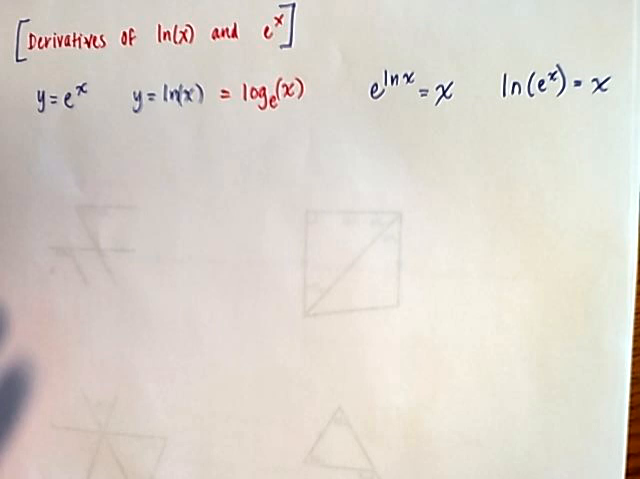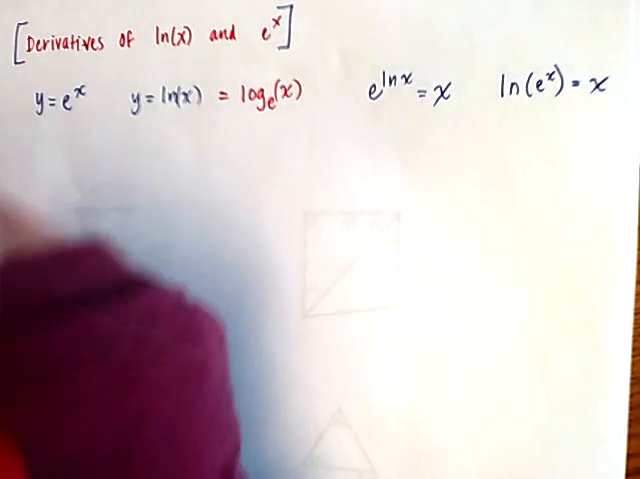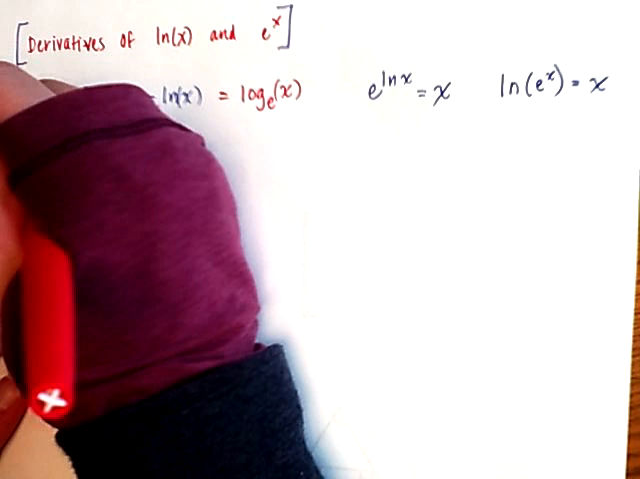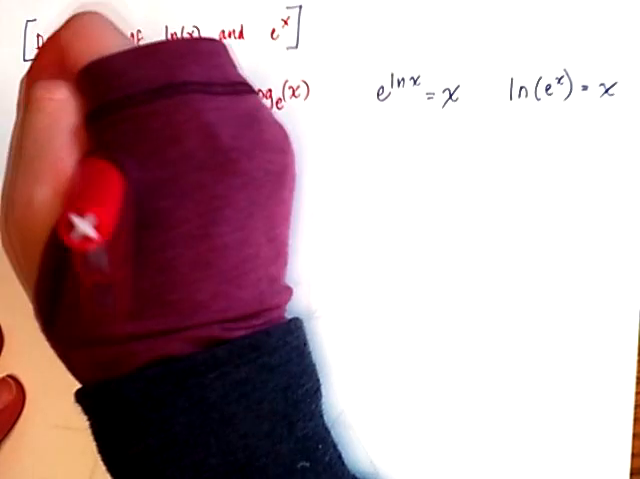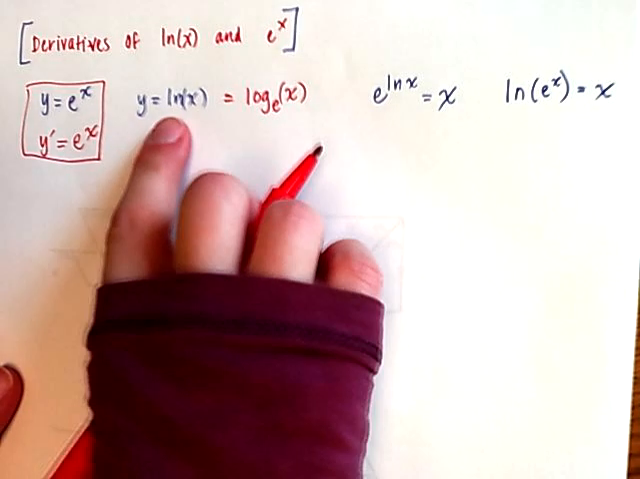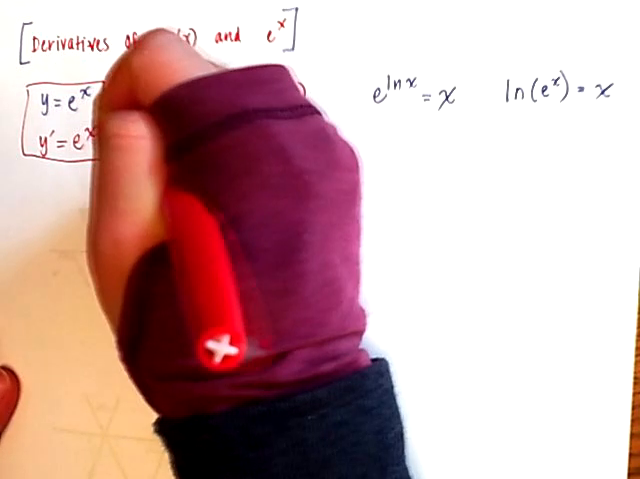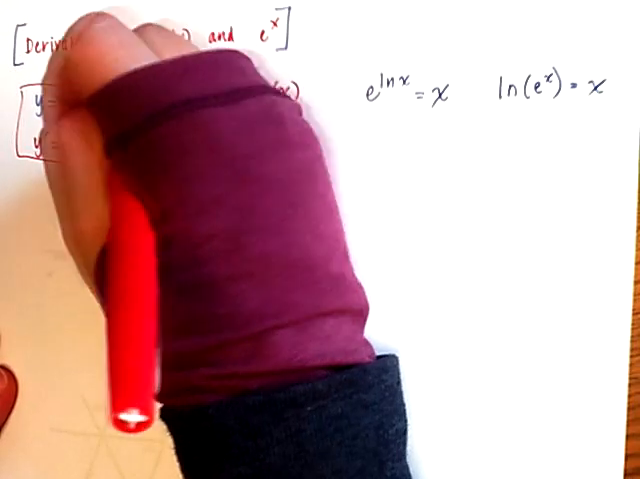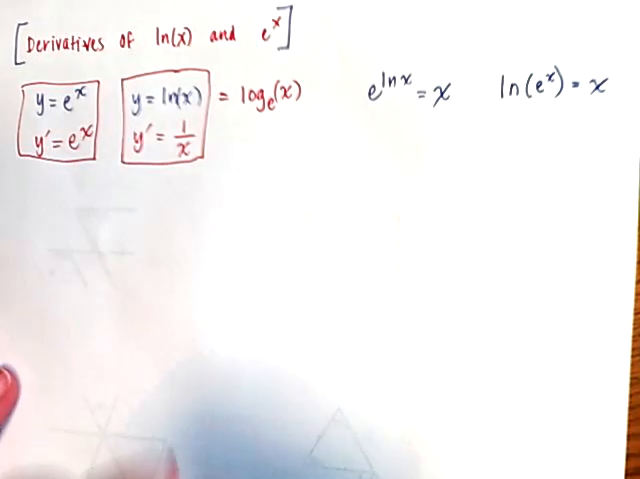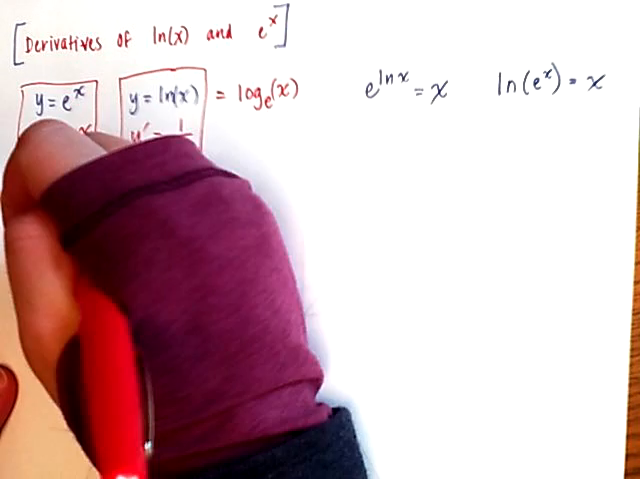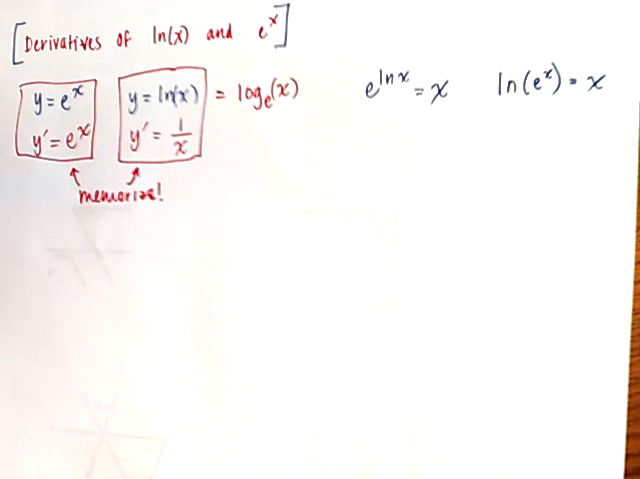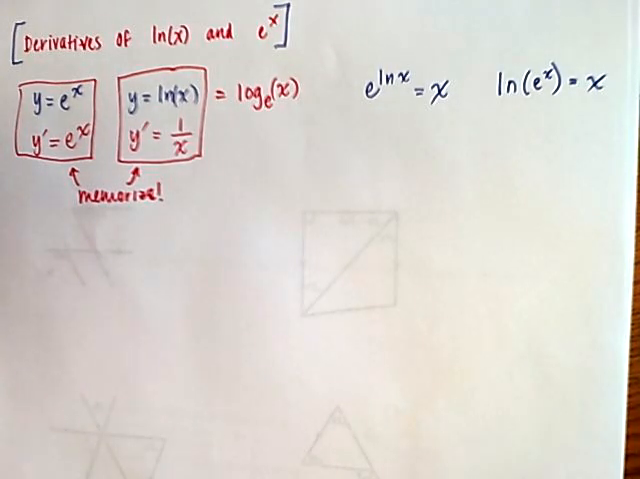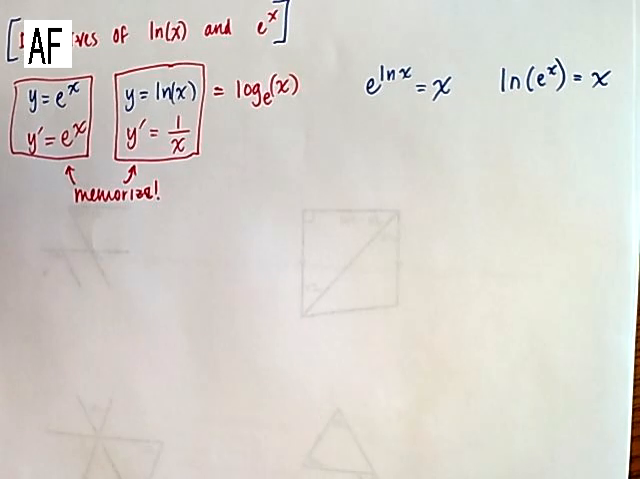So the idea is that the derivative of e to the x is the same exact function, e to the x, and the derivative of ln x is 1 over x. Okay, so you will need to memorize those derivative rules. And in the rest of these notes, we're just going to look at some examples of functions that involve e to the x and ln x and see how we can take their derivatives.